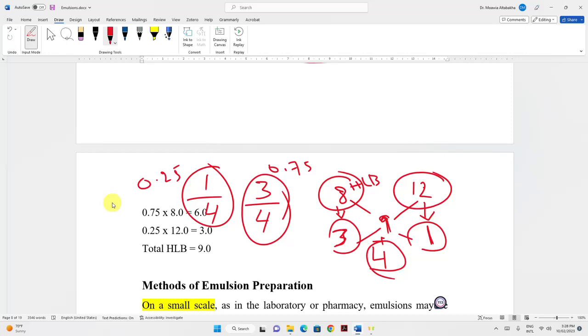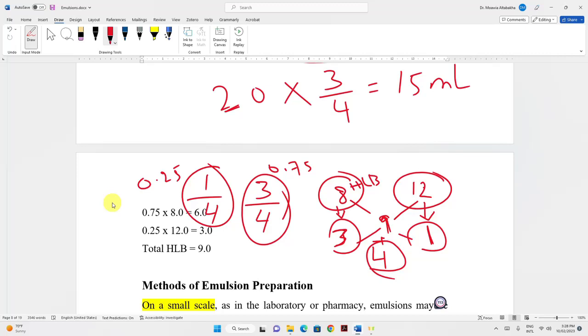So I need 20 ml. How much do I take from the HLB 8? You take 20 and multiply it by 3 by 4, or 75%, or 0.75, and you will get 15 ml. This is from the 8.